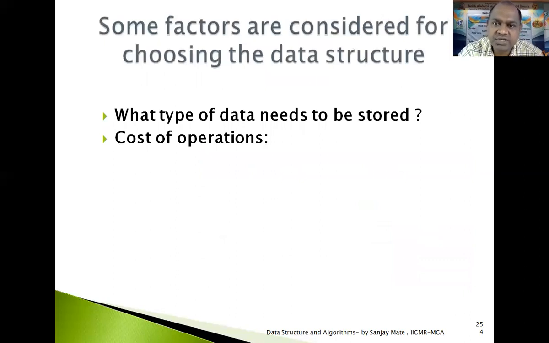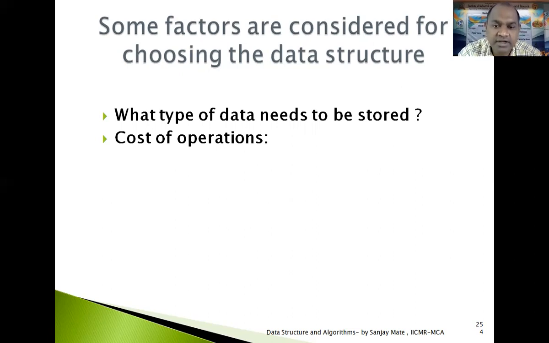So what are the factors to be considered when choosing the data structures? So why to use a tree? That is the answer. For that, first of all, we need to find out what type of data we are going to store. If you are storing only simple data which is not having any relation, in that case, we can go for a linear data structure. We can go for the array. If you want to store information which has some relation, which has some hierarchy, in that case, we can go for the tree data structure.